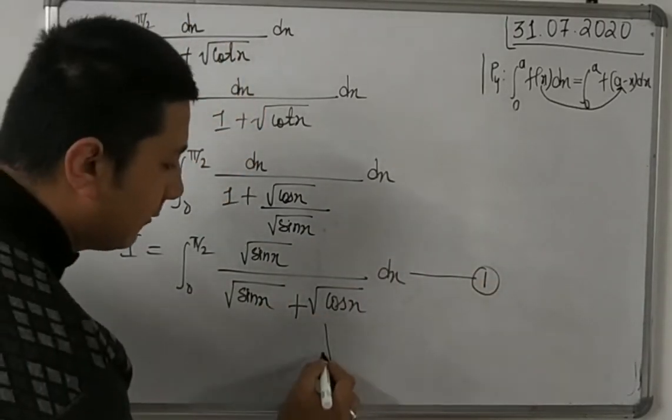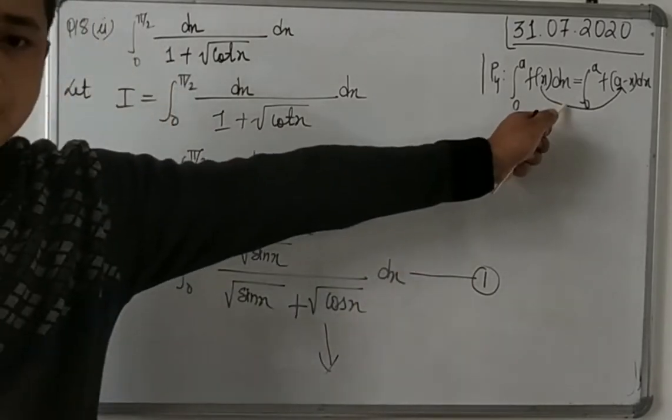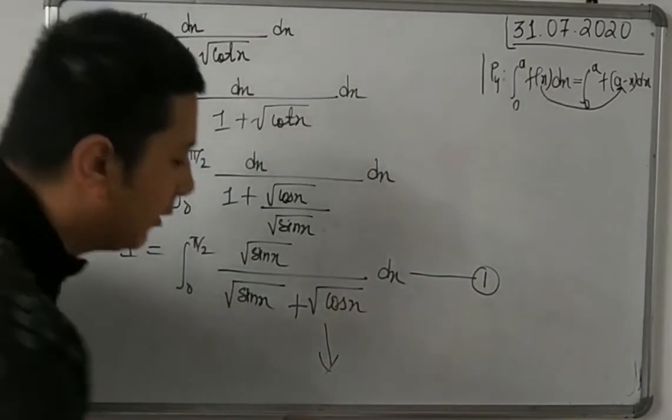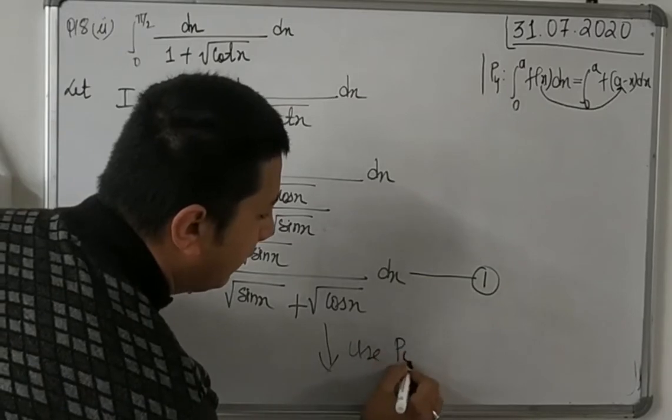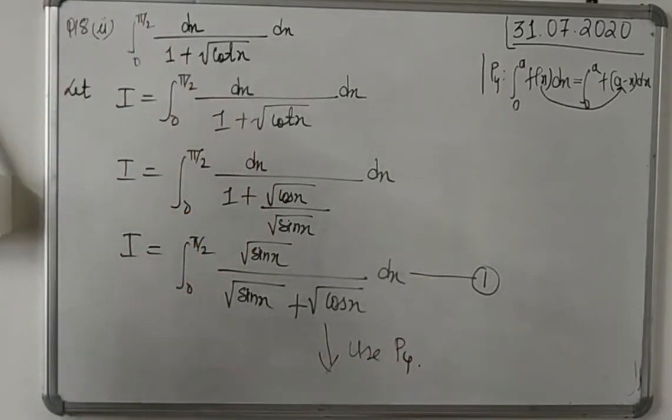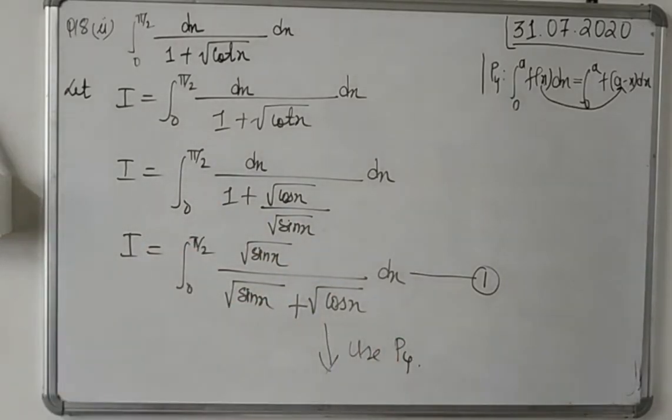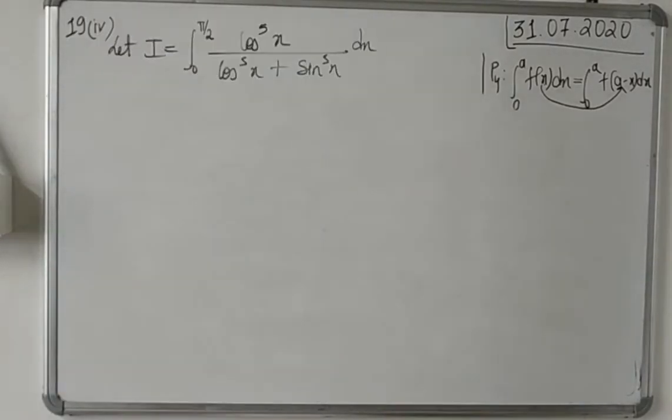Now you know what to do. Put the limits, use this property out here, use property 4. The moment you use property 4, you get another equation. Add these two equations, it gets cancelled out, problem is solved. Okay, we move to the next one.